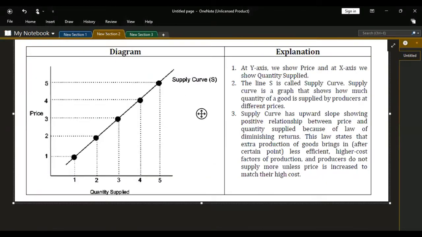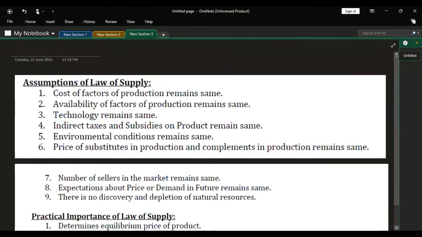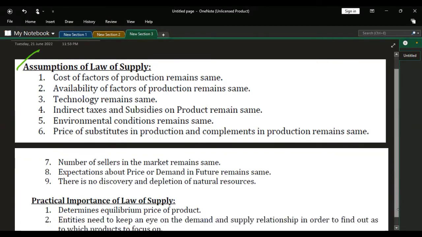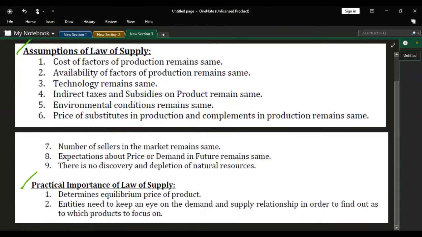Along with this, explanation of the diagram is also going to be made, and assumptions that are considered as constant while studying law of supply, and at last the most important topic, that is practical importance of law of supply.